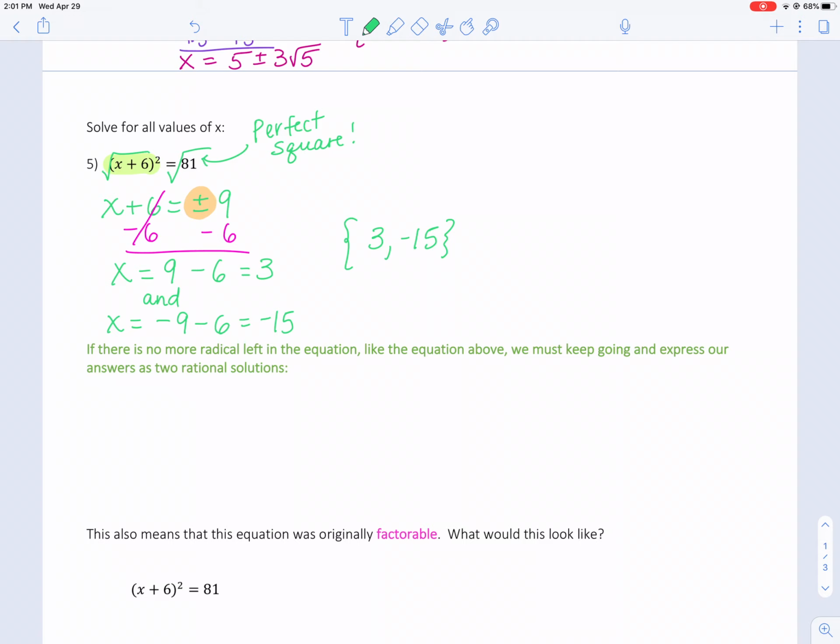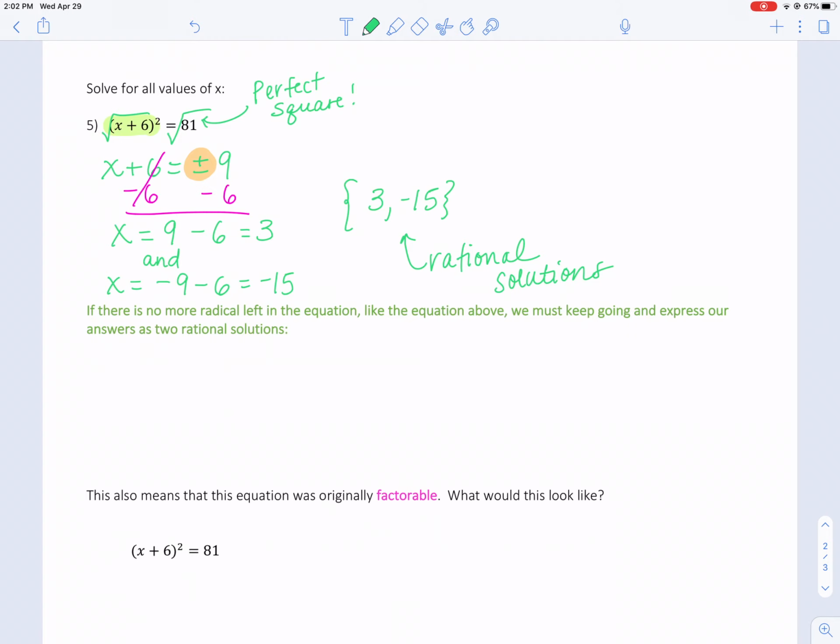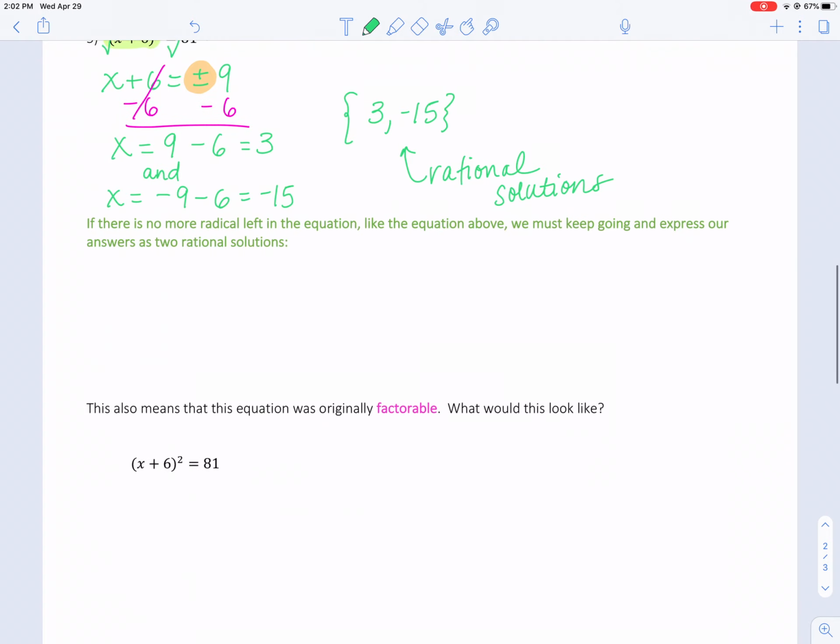So what's so different about that last question? If there's no more radical and it's not like a 5 plus or minus 3 rad 5, it means we can express our answers as, you want to write, these are rational solutions. They can be expressed as fractions. You could say 3 over 1, negative 15 over 1. Rational means fractional. So there's no more irrational, non-terminating, non-repeating decimals. So it just means that it was factorable.